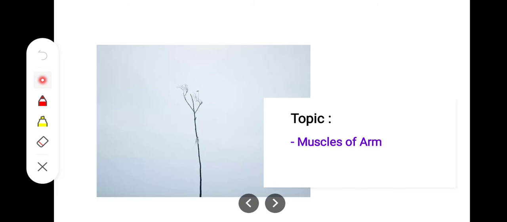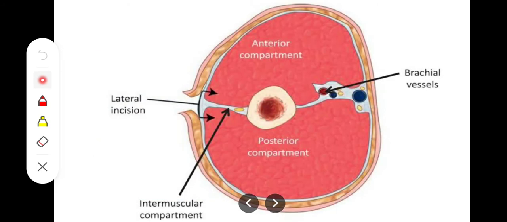We divide the arm into two compartments, anterior and posterior. If we take a cross section of the arm, there is a single bone in it. The portion anterior to the humerus bone is the anterior compartment, and the portion posterior to the humerus bone is the posterior compartment of the arm. The anterior compartment is further divided into other compartments.